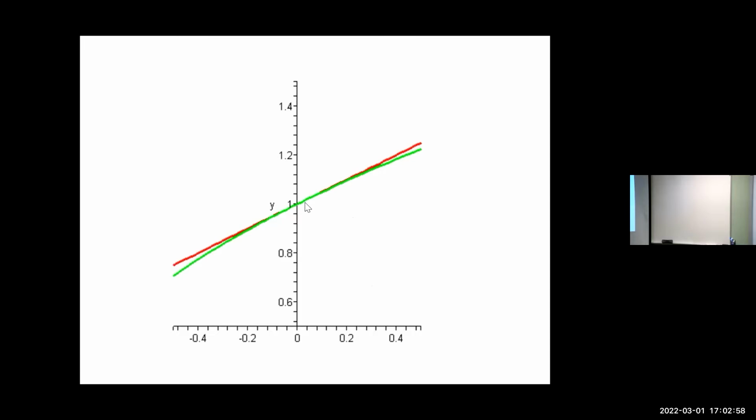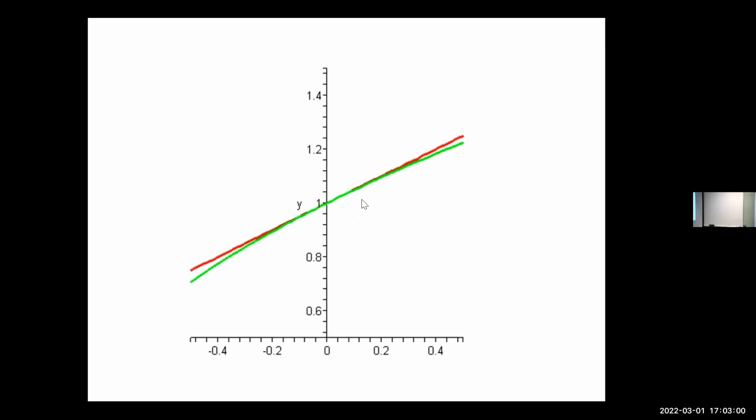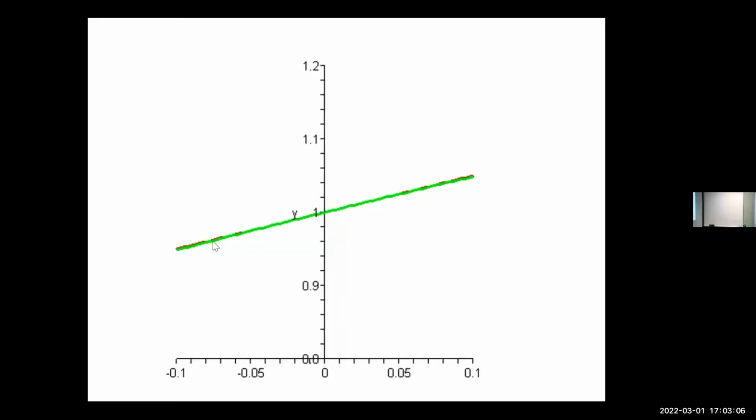Any curved graph will eventually become straight, which means it is differentiable. And as we zoom in, we can see that they actually become the same. Hence the term local linearity. Locally, it's linear. Locally, we can approximate it with a tangent line.